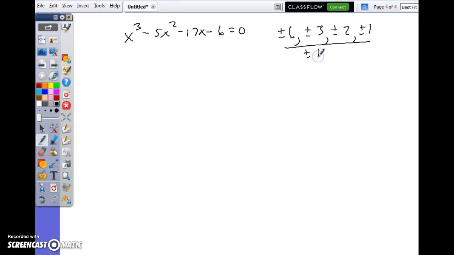Plus or minus 1, which is kind of silly because that just divides by 1. So my list is I have to check 6, 3, 2, and 1. That's it. That's my maximum number of answers. All right. So you have to do synthetic division for all of those? Or we have to do synthetic division until we get 1. Why 1? Because once we divide it out, we have a quadratic.